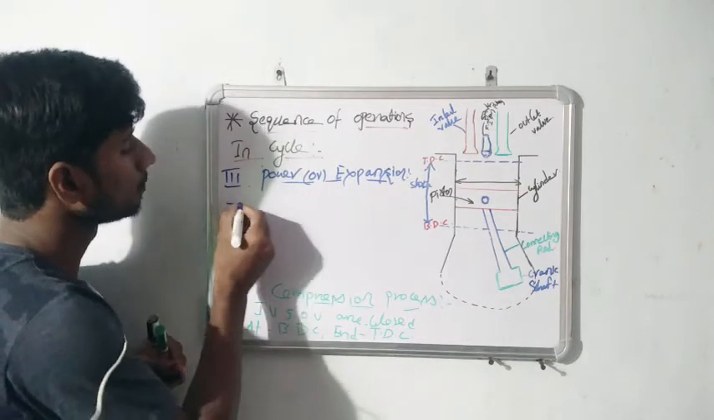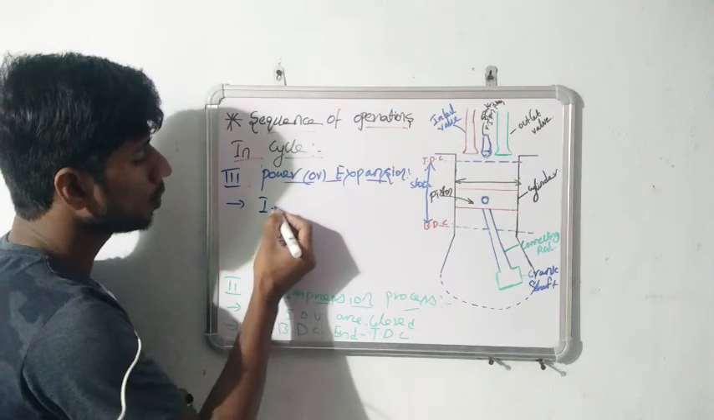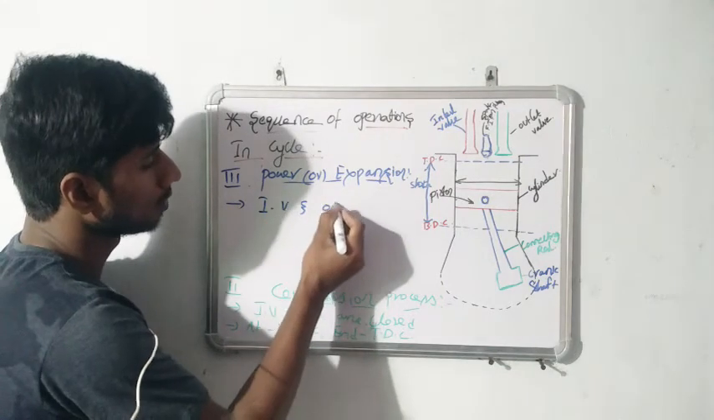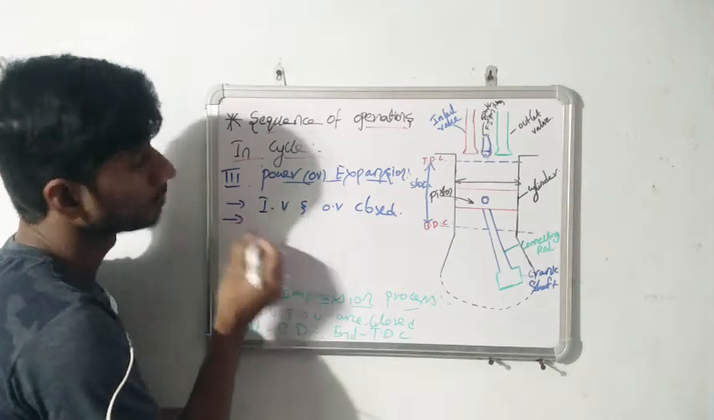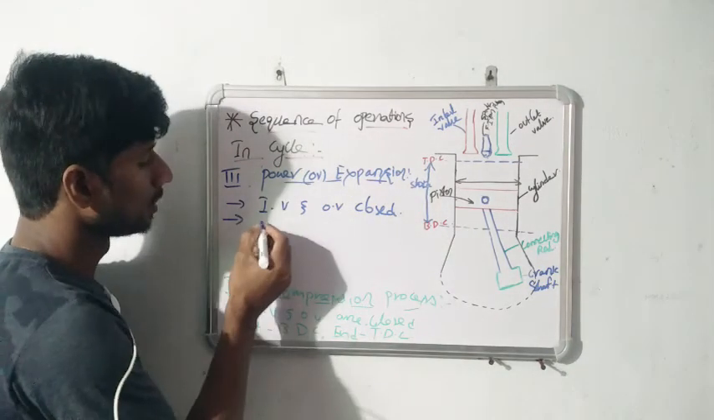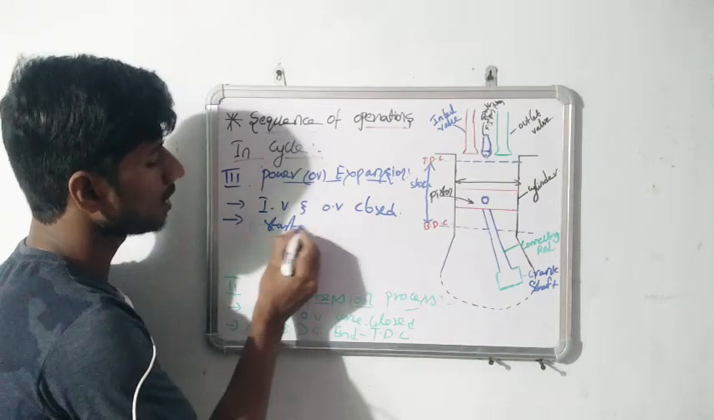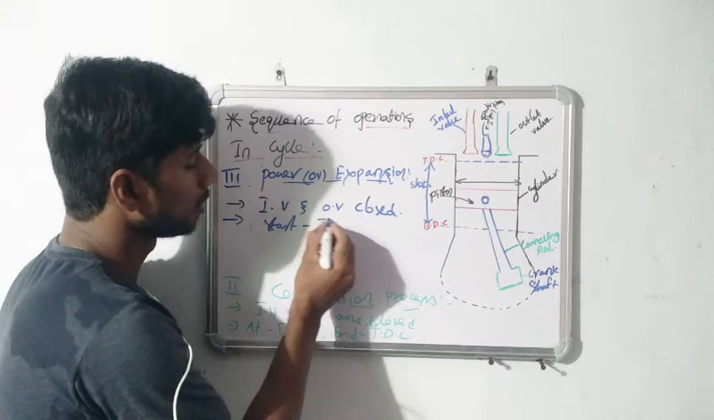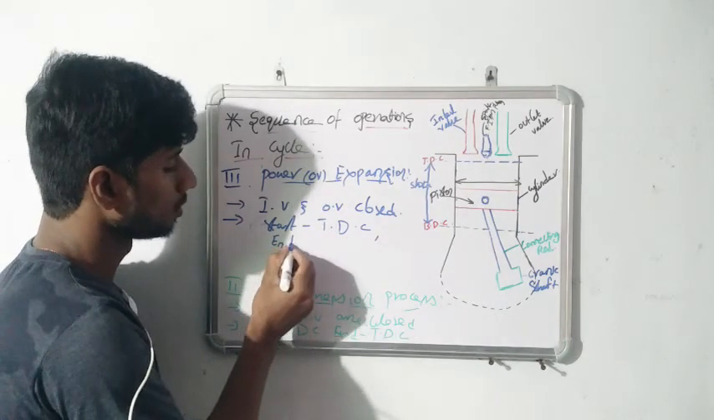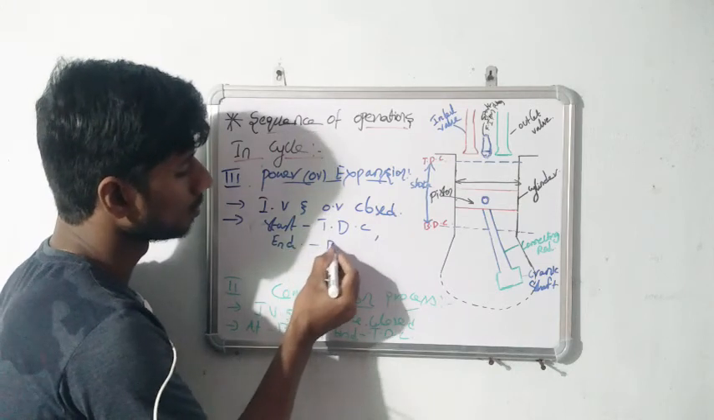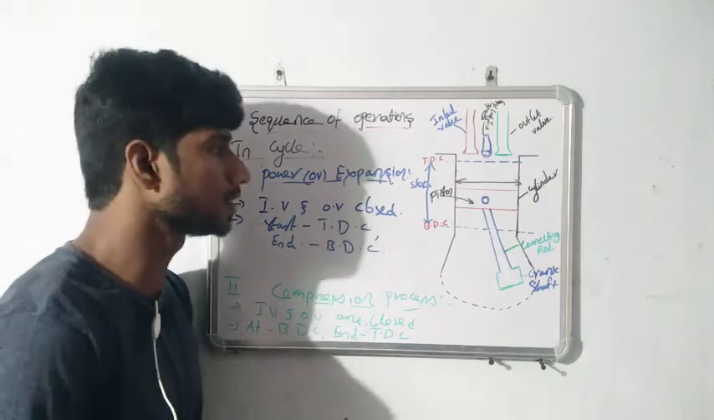So what about the inlet and outlet valve conditions here? Here also both inlet and outlet valves are in closed condition. Then what about the piston position? At the starting of the stroke, the piston is at TDC condition, and at the end of the stroke, the piston reaches BDC condition. So this is about the power or expansion stroke.